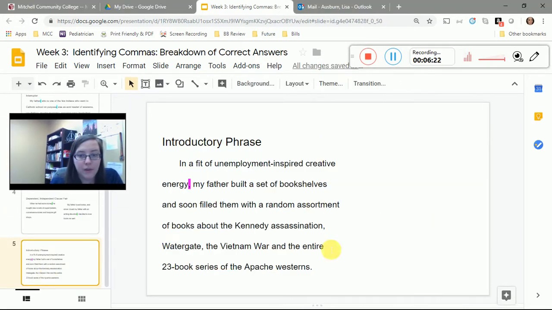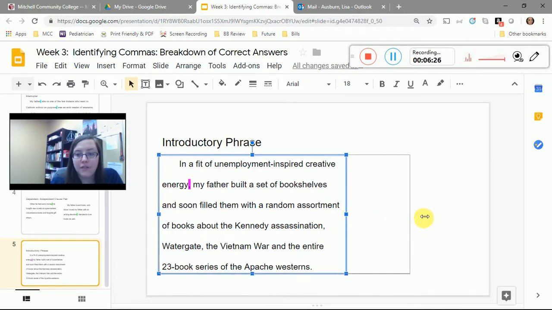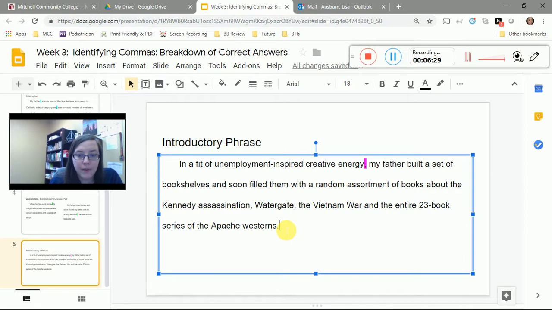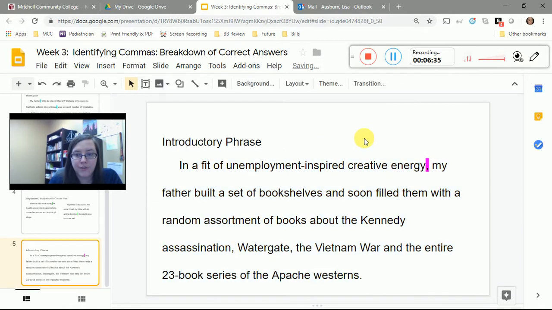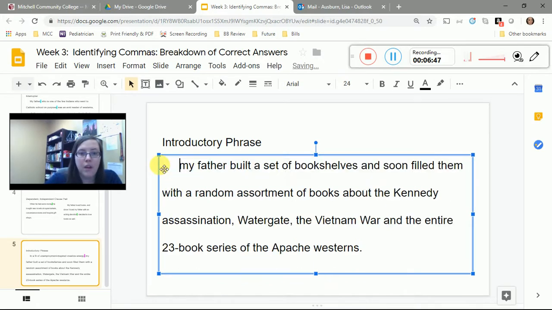So I'm going to jump into that really quickly because we have another example here of a type of comma rule where we only have one of those in our entire paragraph. So our introductory phrase here is this: in a fit of unemployment-inspired creative energy. We could remove that, and this is a good test for an introductory phrase. We could remove that, and we could say, okay, does what follows function as a complete sentence? My father built a set of bookshelves and soon filled them with a random assortment of books about the Kennedy assassination, Watergate, the Vietnam War, and the entire 23-book series of the Apache Westerns. Yeah, that could be its own sentence.